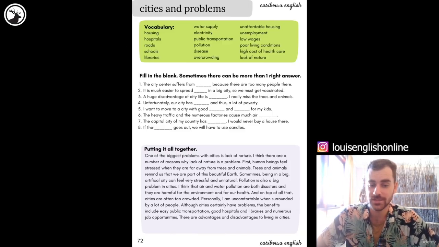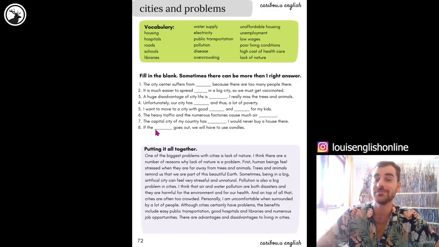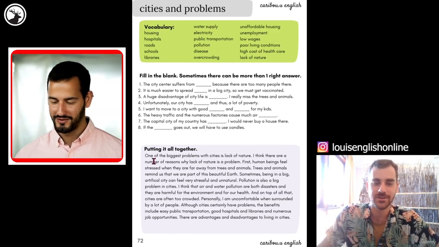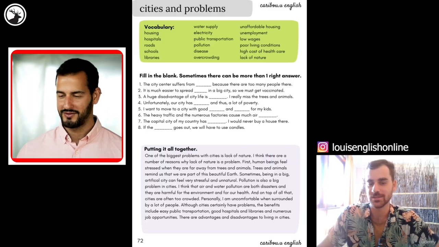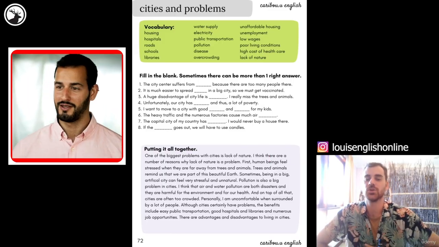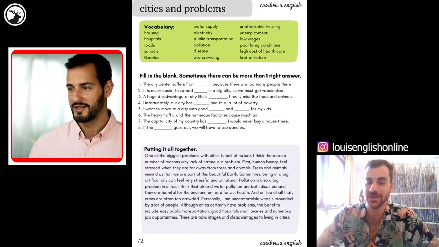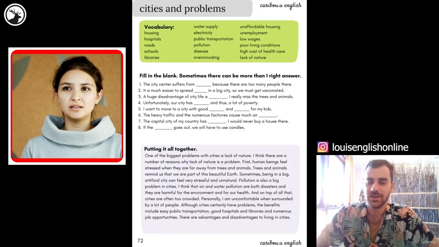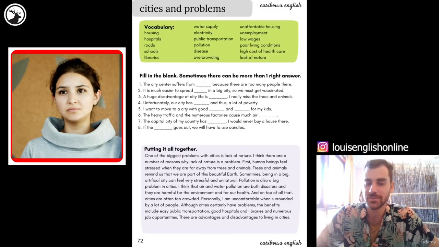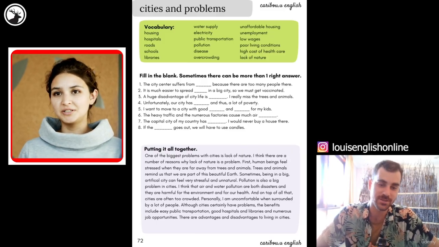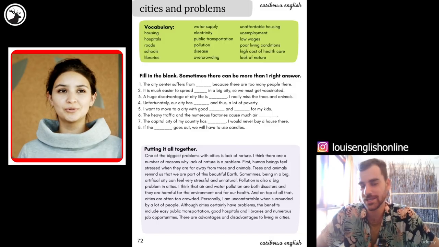Let's put together some of the vocabulary and phrases we learned today into one paragraph. One of the biggest problems with cities is lack of nature. I think there are a number of reasons why lack of nature is a problem. First, human beings feel stressed when they are far away from trees and animals. Trees and animals remind us that we are part of this beautiful earth. Sometimes, being in a big, artificial city can feel very stressful and unnatural.